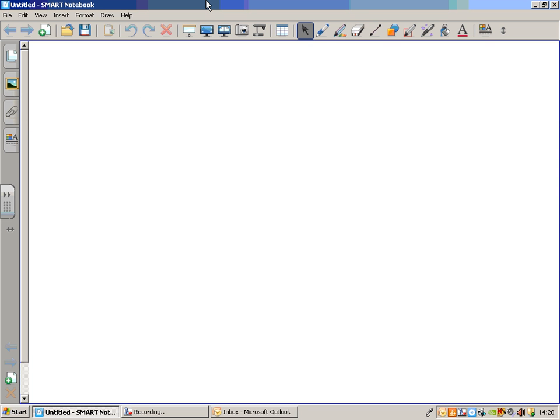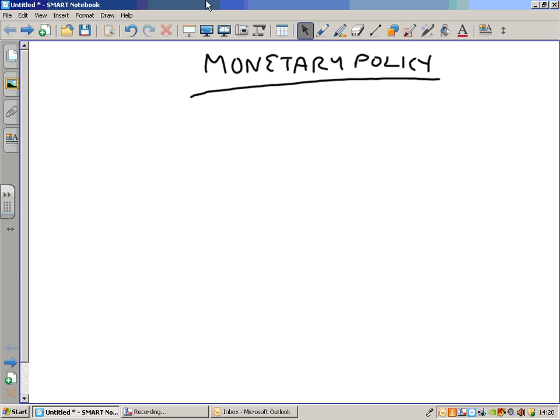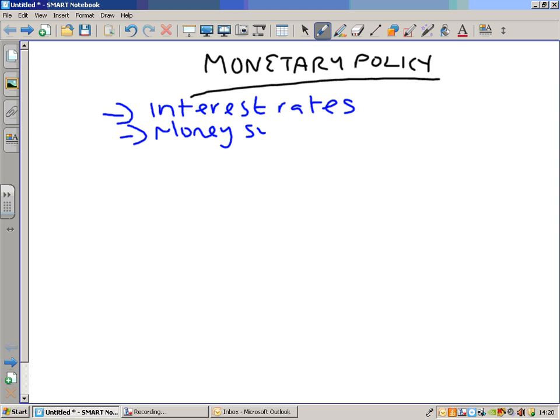The next type of policy I wanted to focus on is monetary policy. Now, the two main components of monetary policy are interest rates and money supply. So these are adjusted to influence the economy. What we have are two different types of monetary policy.